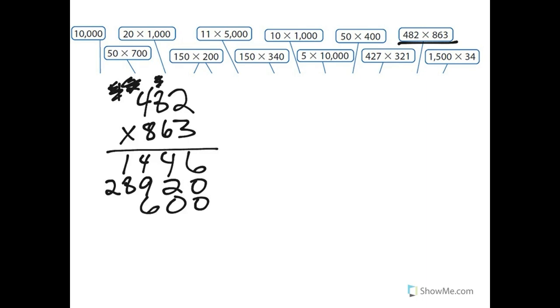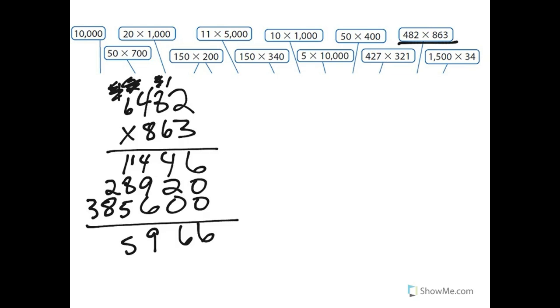8 times 2 is 16. 8 times 8 is 64, plus 1 is 65. 8 times 4 is 32. 32 plus 6 is 38. 6, 6. 4 plus 9 is 13. 13 plus 6 is 19. 1. 1 plus 1 is 2. 2 plus 8 is 10. 10 plus 5 is 15. Carry that 1. 1 plus 2 is 3. 3 plus 8 is 11. Carry that 1. 1 plus 3 is 4.